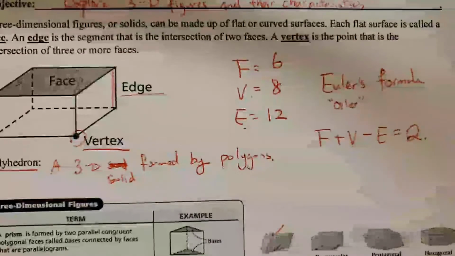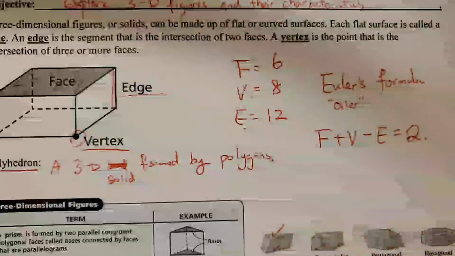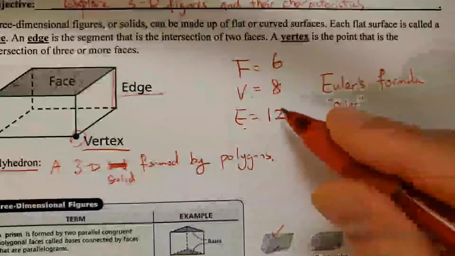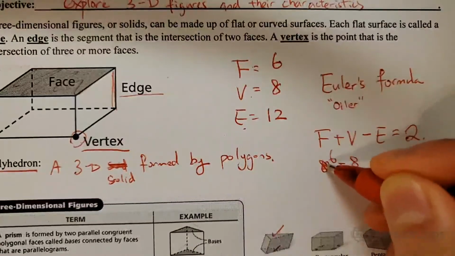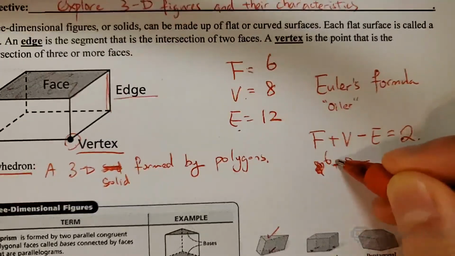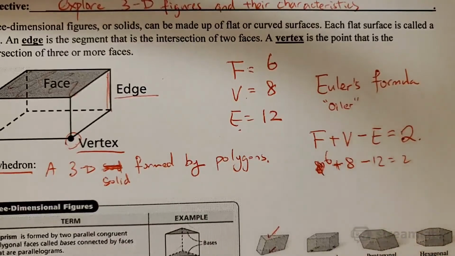Okay. So if you look at what they have right now, 8 plus 6 minus 12 is 2, right? And this is true for any polyhedron, okay? Which is basically what you're looking at, okay?